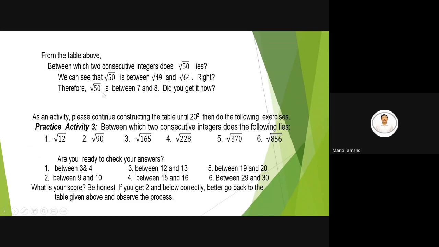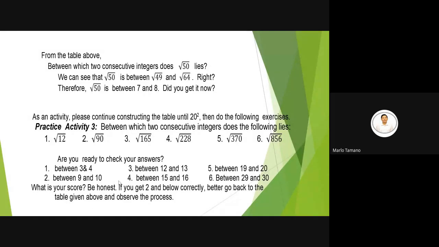The square root of 50 lies between 7 and 8, and 7 and 8 are consecutive integers. So when we say consecutive integers, magkasunod. Naintindihan? 7, 8. O, magkasunod, tama? Okay. As an activity, please continue constructing the table until 20 squared.